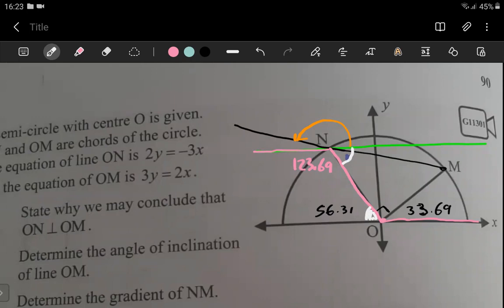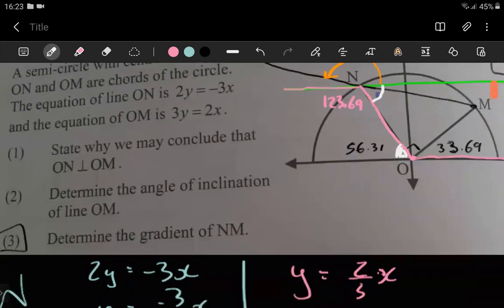If that's 56.31, it really doesn't do anything. Oh no, I thought I got something, but nope. Go back. Get the gradient of NM.